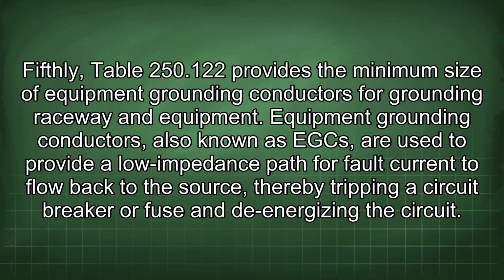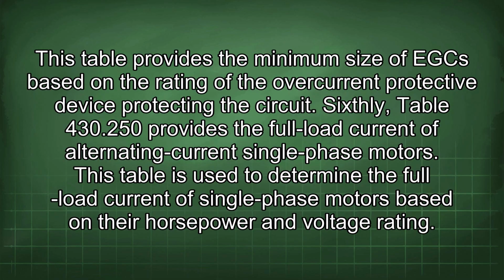Fifthly, Table 250.122 provides the minimum size of equipment grounding conductors for grounding raceway and equipment. Equipment grounding conductors, also known as EGC, are used to provide a low impedance path for fault current to flow back to the source, thereby tripping a circuit breaker or fuse and de-energizing the circuit. This table provides the minimum size of EGC based on the rating of the overcurrent protective device protecting the circuit.